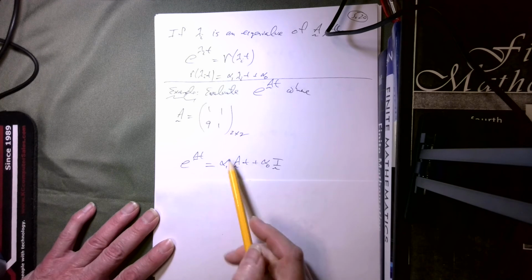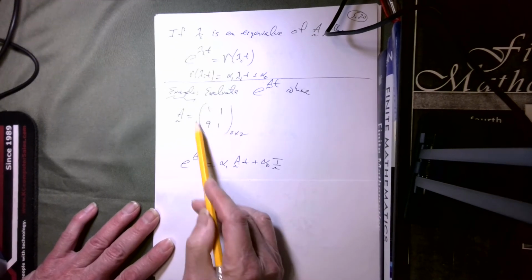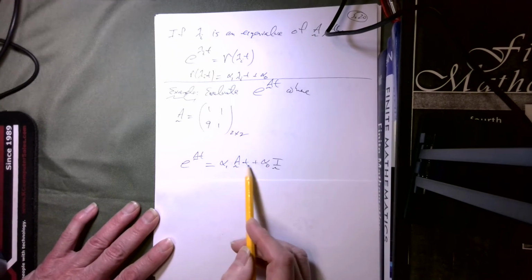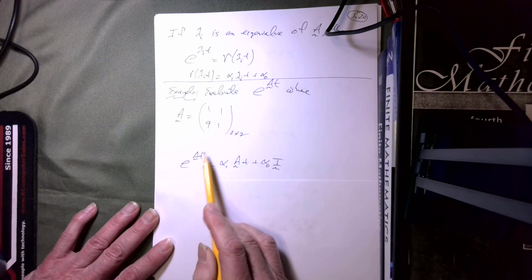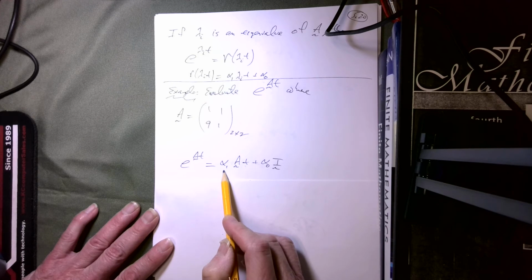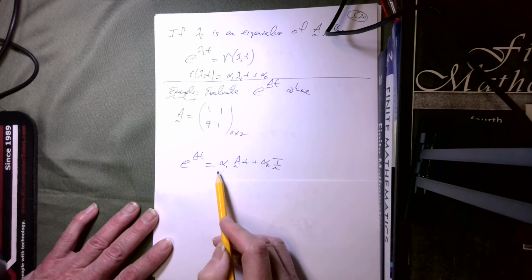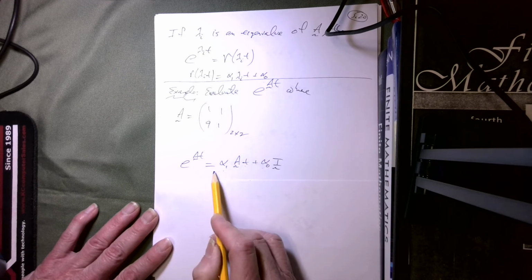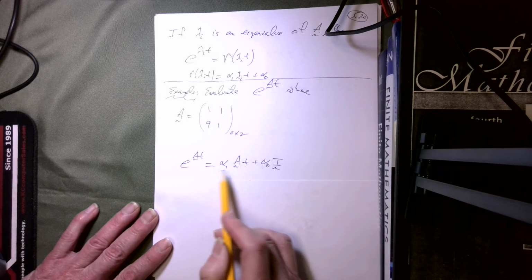And we do the following. E to the At, that's this guy, is going to be A times t. So the degree, so this is a 2 by 2, which means we stop it at what? n equals 1. So the question here is, what is my alpha naught and what is my alpha 1? So I have two unknowns.